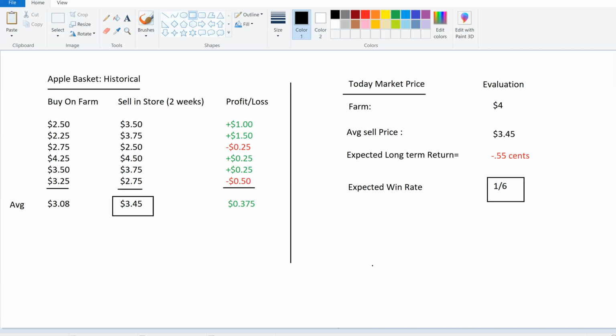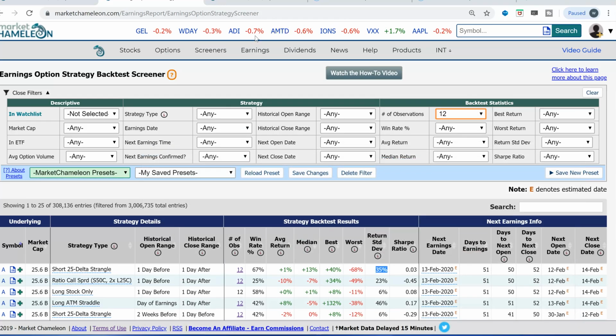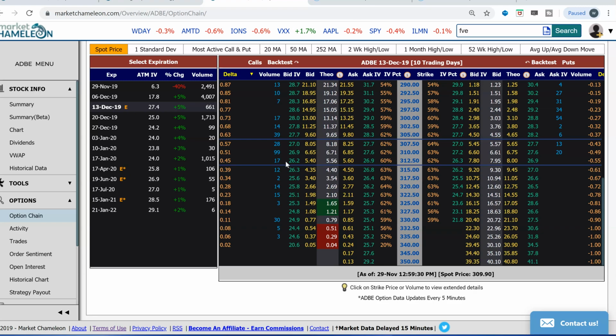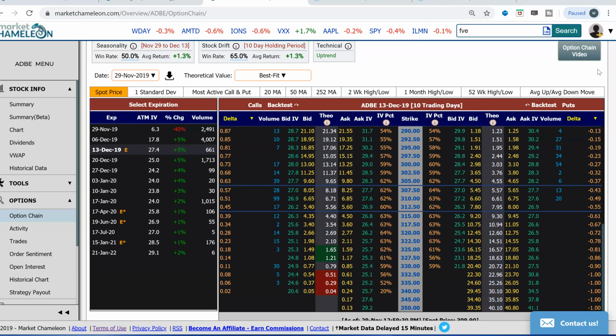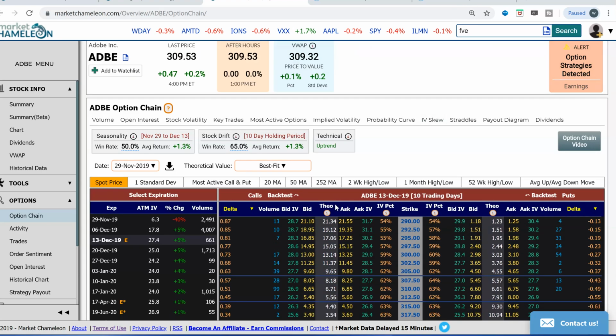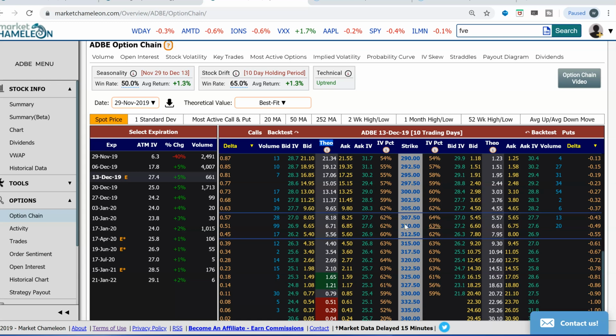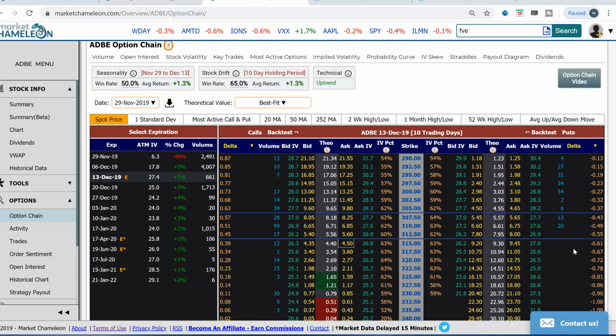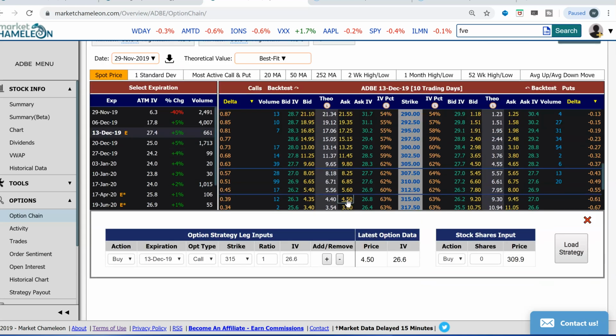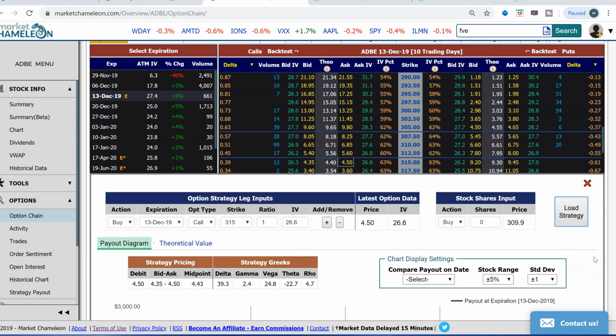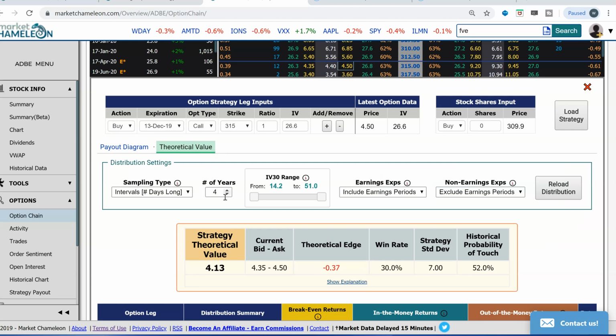And let's take an example over here. I'm going to go back to our options chain here. Let's look at Adobe here. And I brought this up. So we're going to look at the theoretical price, right? Not the backtest, but we're going to look at the theoretical price of Adobe for December. And I'm just going to pick a 315 call. So I'm going to click on this call over here for 450. I'm going to run an analysis here, theoretical value over here.